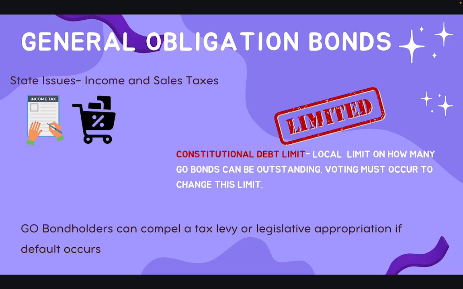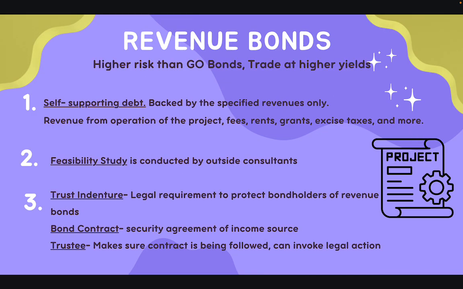Okay, makes sense. Revenue bonds are riskier than GO bonds, therefore they trade at higher yields. So revenue bonds, unlike GO bonds, are self-supporting debt. They are backed by the specified revenues only. So these are the types of bonds that are issued by companies or by any organization that will make money from the construction, from the creation of whatever it is, whether it's a highway, toll, or a new water plant. They are going to make money from building this.